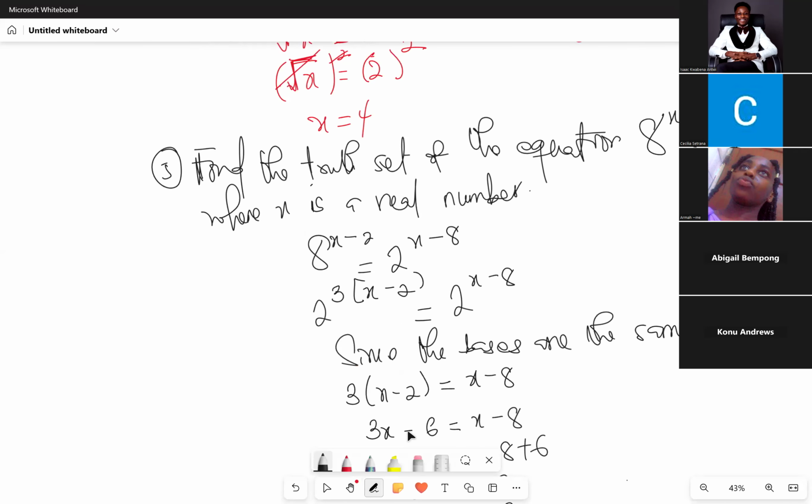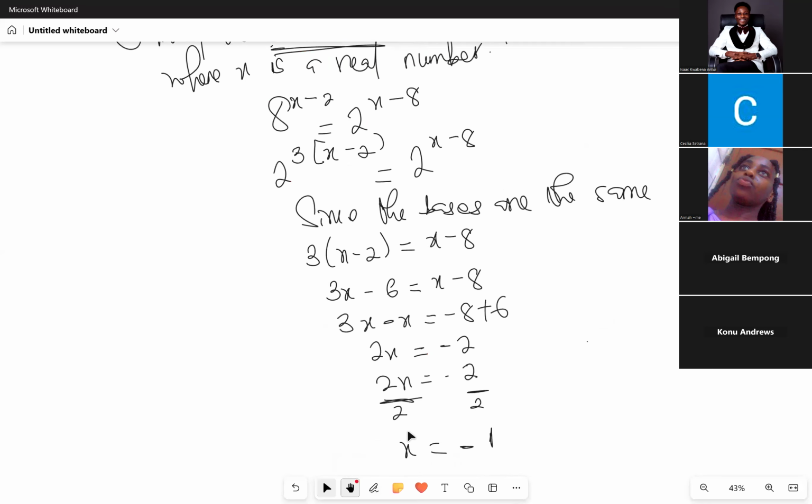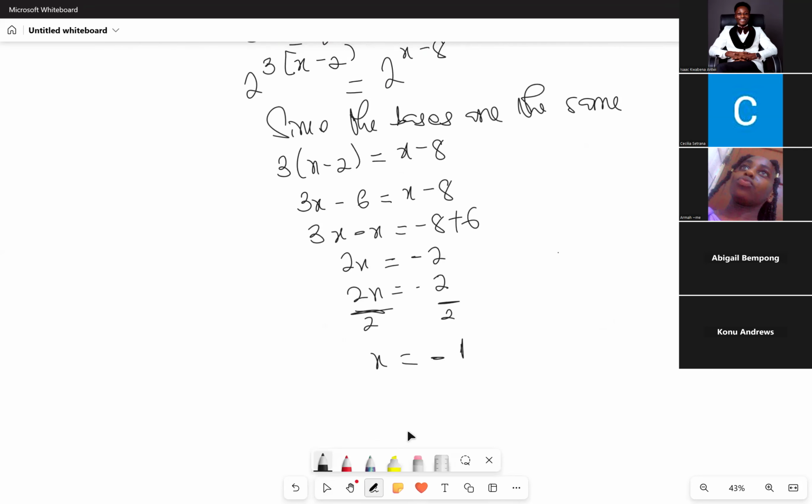Be ready to learn something here. The question says find the truth set. It's not there for fancy purposes. To find the truth set, there is a way of re-expressing the answer. So you write truth set is equal to, you open curly brackets, x is such that x is equal to -1. That's all. Then you close the curly bracket. The curly bracket is not this way.